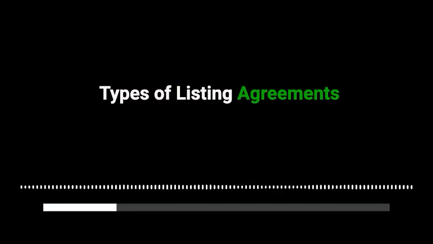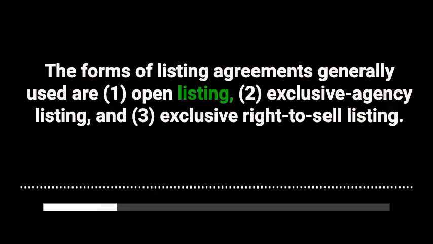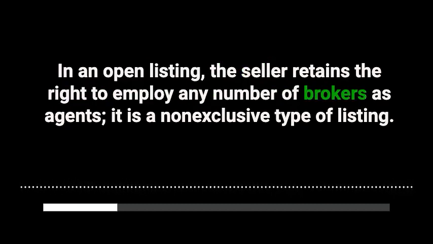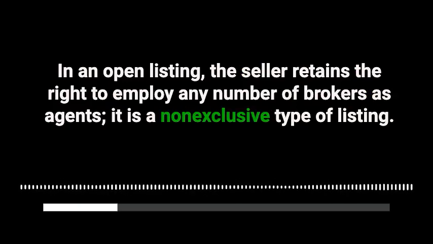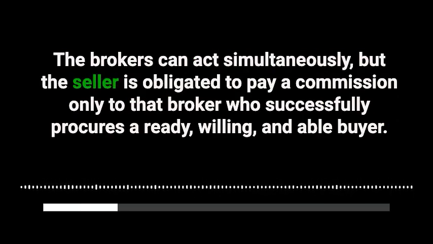Types of listing agreements. The forms of listing agreements generally used are open listing, exclusive agency listing, and exclusive right to sell listing. Open listing. In an open listing, the seller retains the right to employ any number of brokers. As agents, it is a non-exclusive type of listing. The brokers can act simultaneously, but the seller is obligated to pay a commission only to that broker who successfully procures a ready, willing, and able buyer.